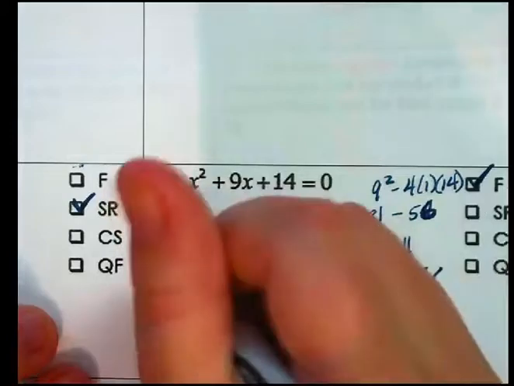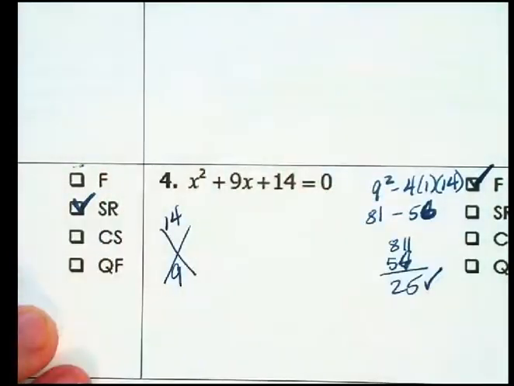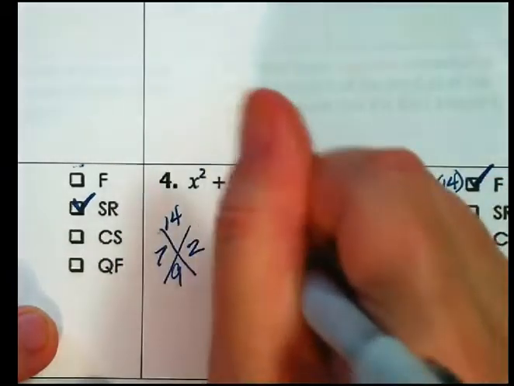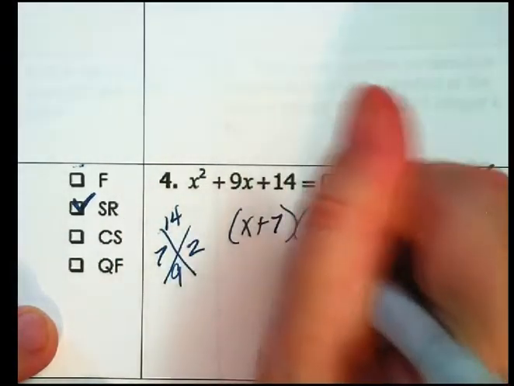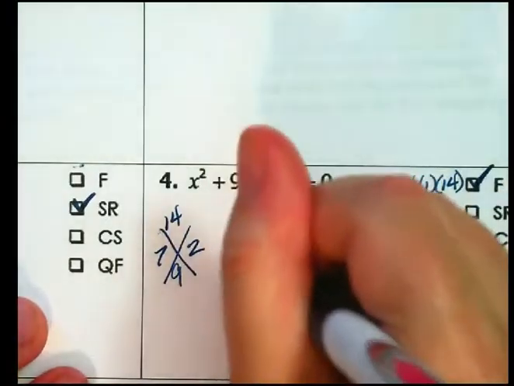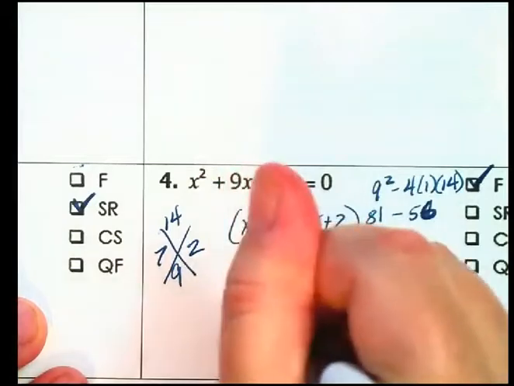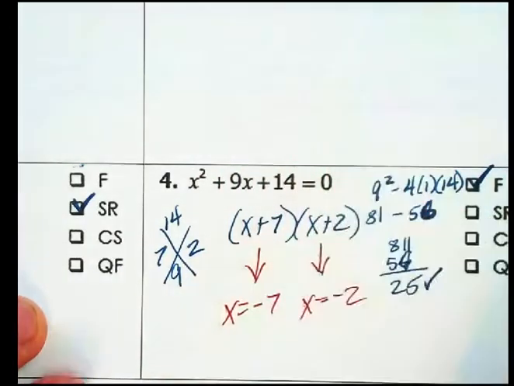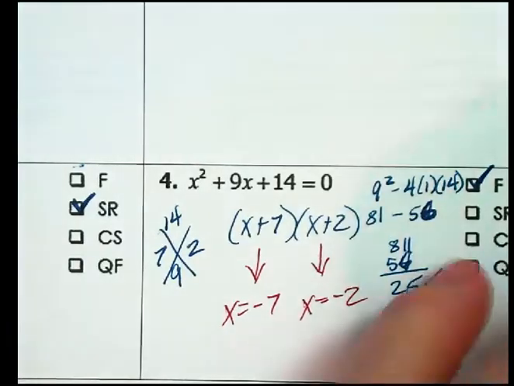So let me do my X puzzle. 14 and 9. I believe that would be 7 times 2. X plus 7, X plus 2. And then remember, I can just do my shortcut. X equals negative 7. X equals negative 2. And I'm done with my factoring method.